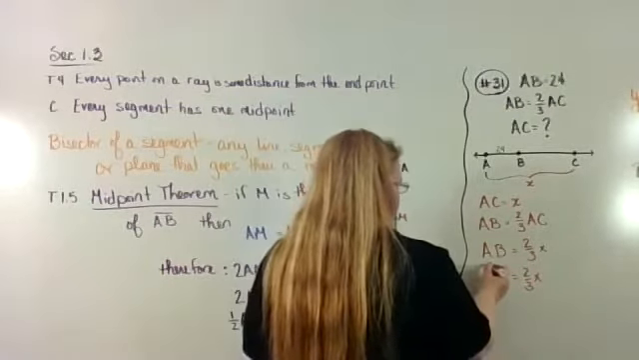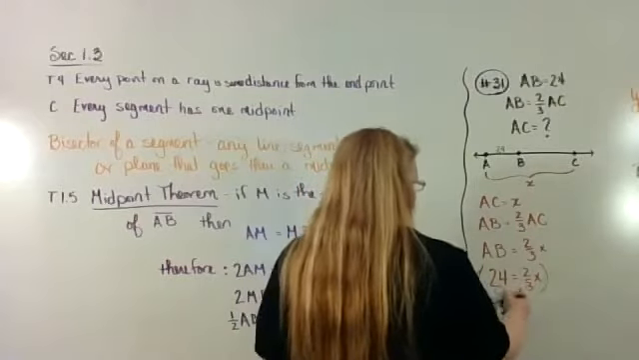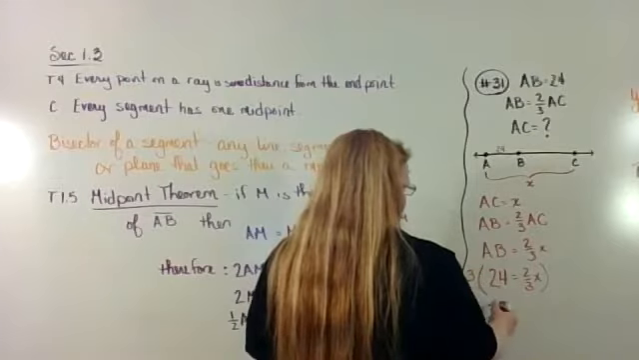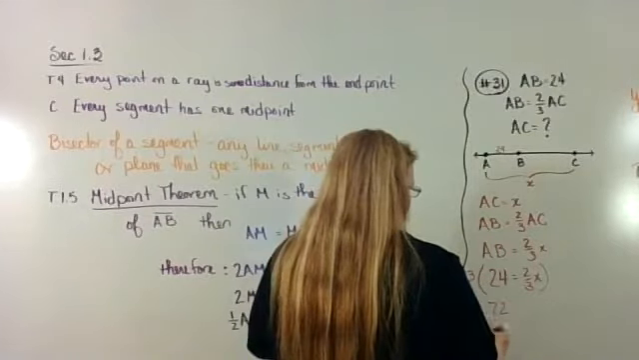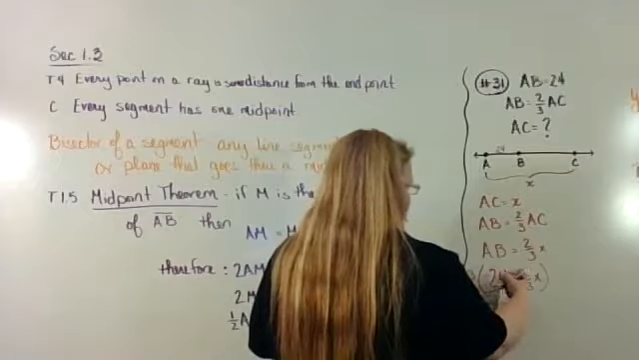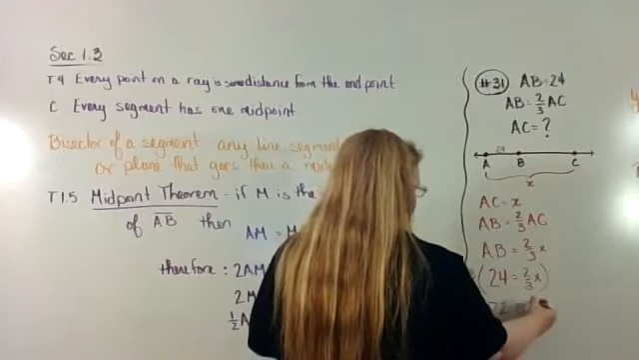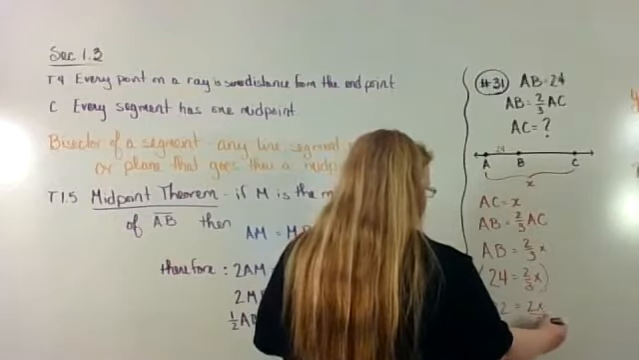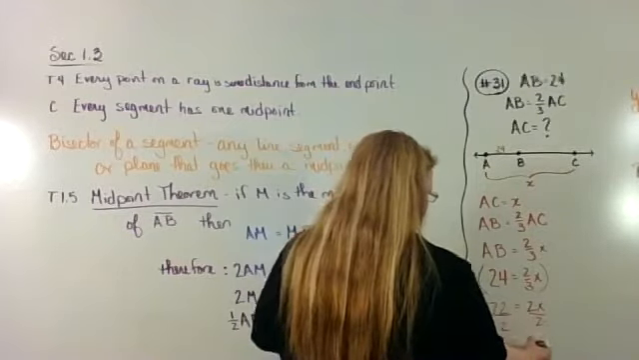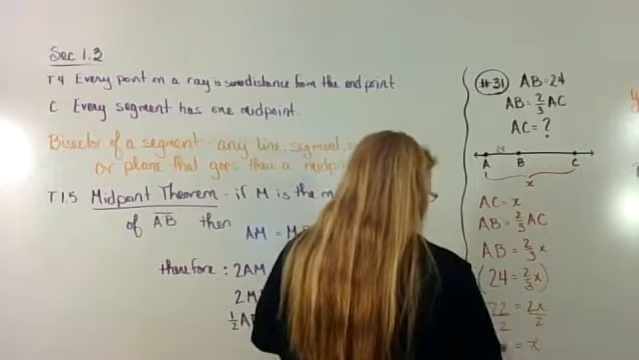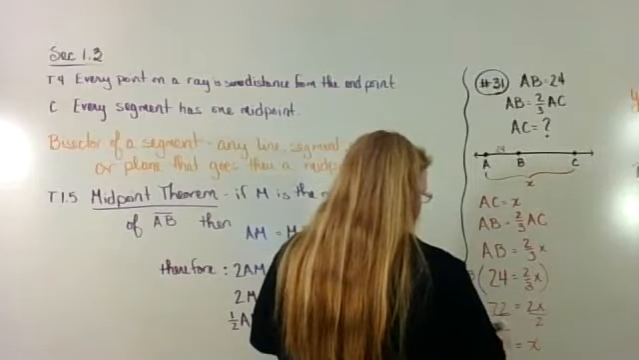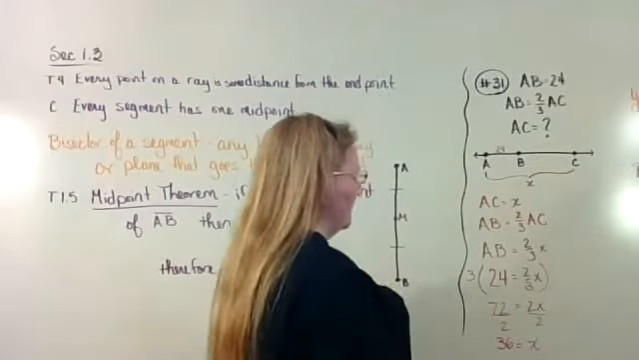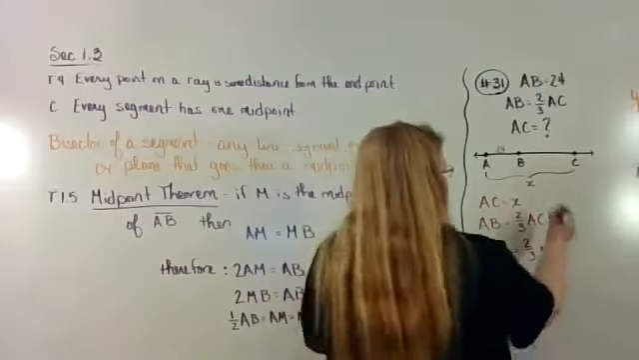Then I could multiply everything by 3 to get rid of my denominator. 3 times 24 is 72. And then 3 times 2 is 6, divided by 3 is 2x. Then divide everything by 2 to get x by itself. And x is equal to 36. Which means that AC is equal to 36.